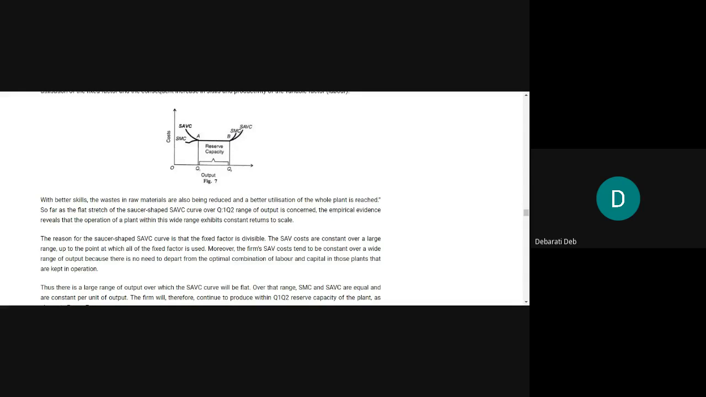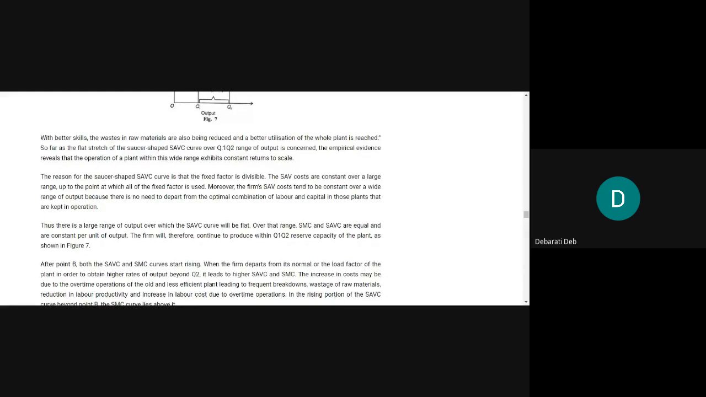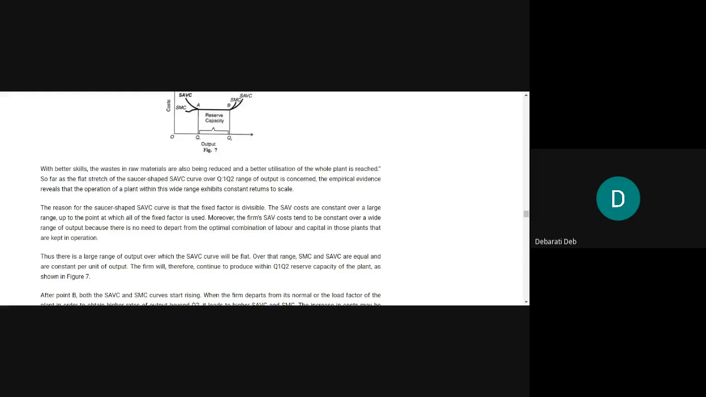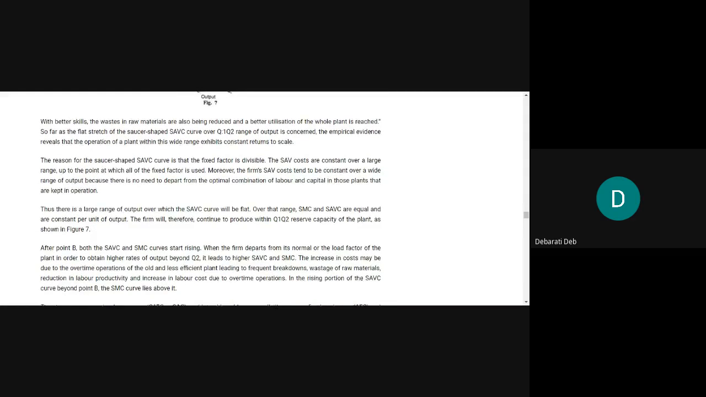So it is said that in the modern theory of cost, the short-run average variable cost will remain constant over a wide range of output because there will be no necessity to change. Like in traditional theory, only one point was optimal, no? But here, a wide range will be optimum. The range from Q1 to Q2 is all optimum. And in practical implication, it suggests the firm will not move from this optimal position very soon. It will remain in it for a wide range of output.